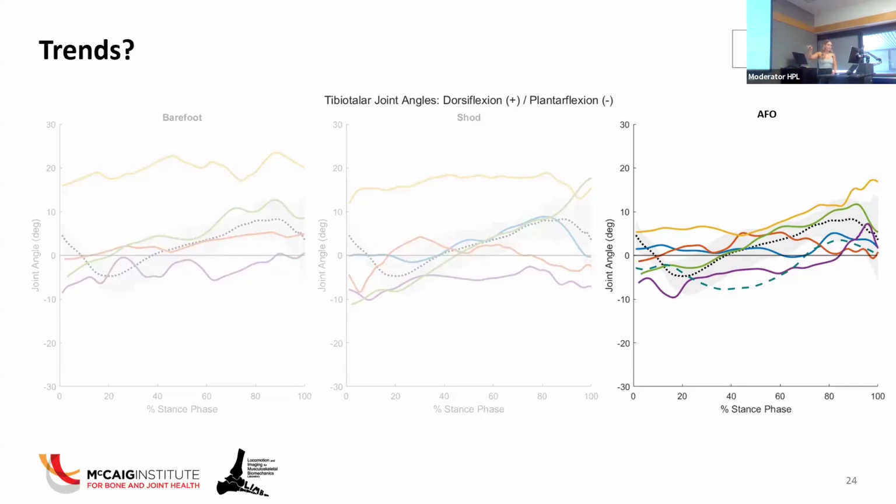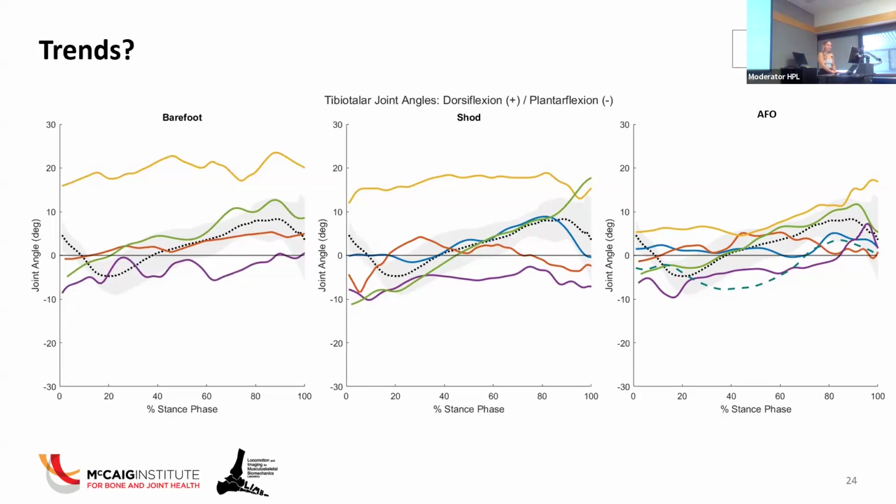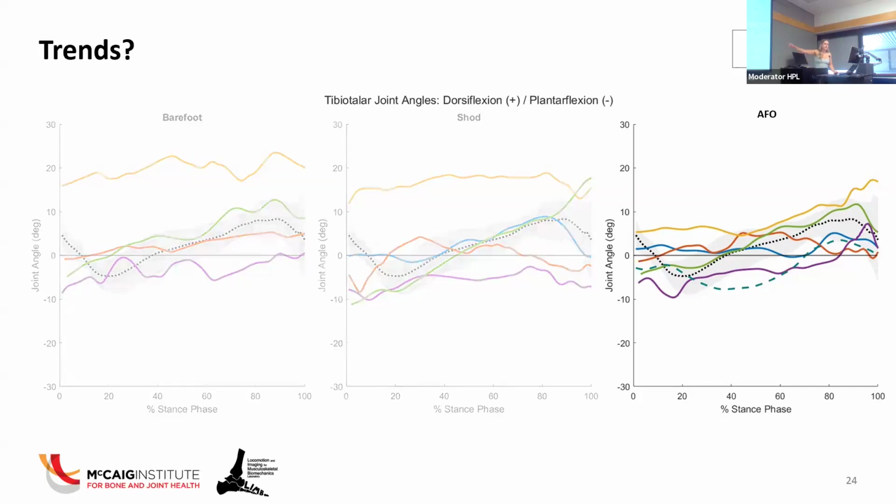The black is the control means, and if we're looking at all of these individuals together in the AFO condition, that is bringing them pretty close to that trend of following along the typically developed controls, especially compared to what we're seeing with the barefoot and SHOD. So we're bringing the highly dorsiflexed individuals a little bit more plantarflexed. We're bringing the highly plantarflexed individuals a little bit more dorsiflexed. And this dotted line here in the blue is just showing because CP1 had 2 AFOs, so that's one of their AFOs, and the other is the solid blue line.